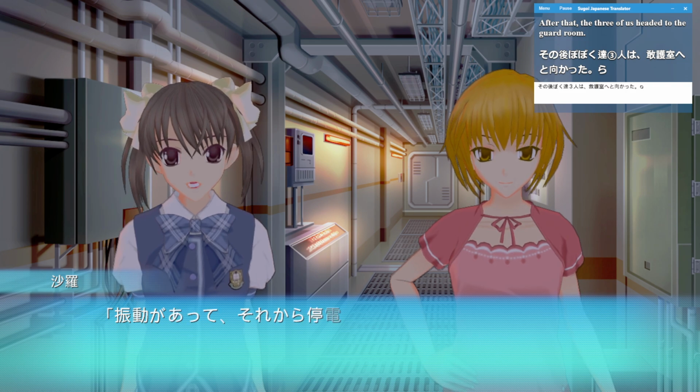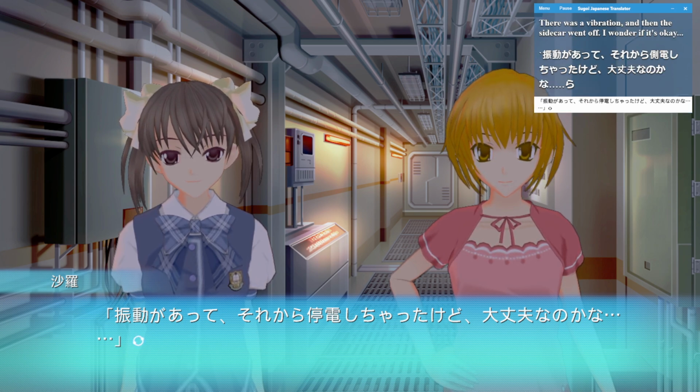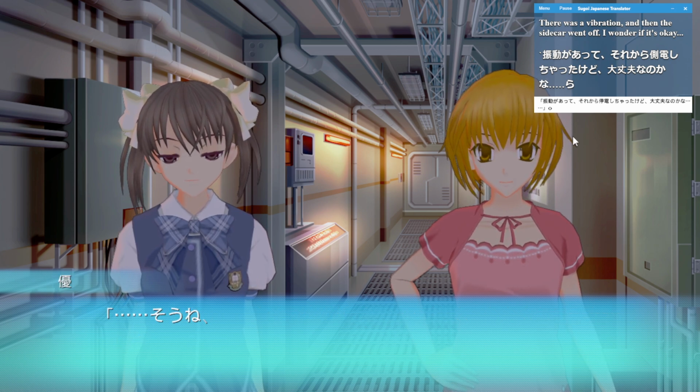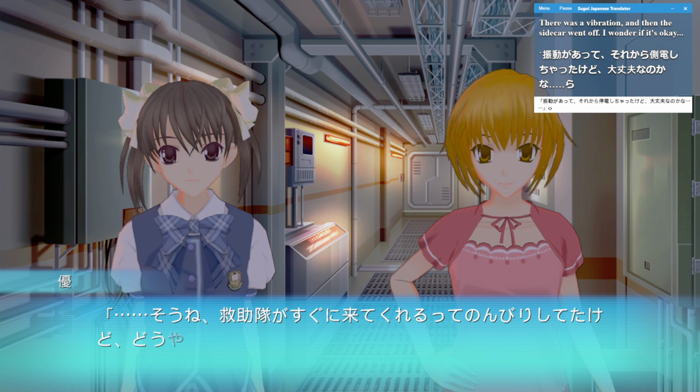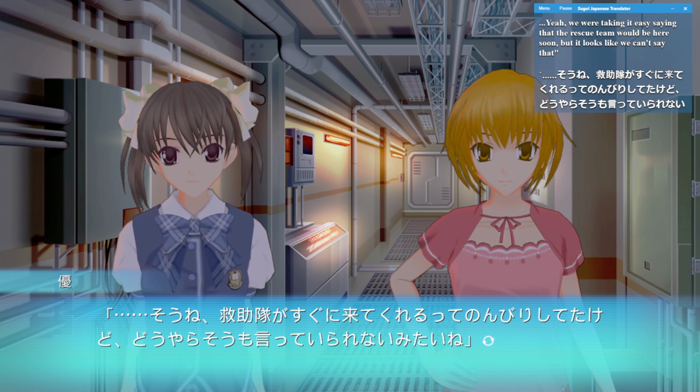There was a vibration, and then the power went off. I wonder if it'll be okay. Yeah, we were taking it easy, saying that the rescue team would be here soon, but it looks like we can't say that.